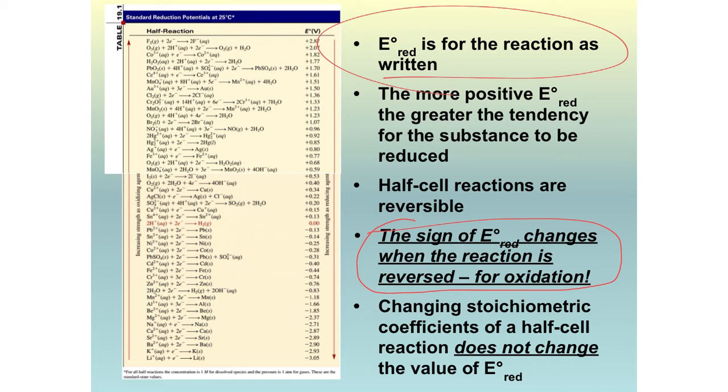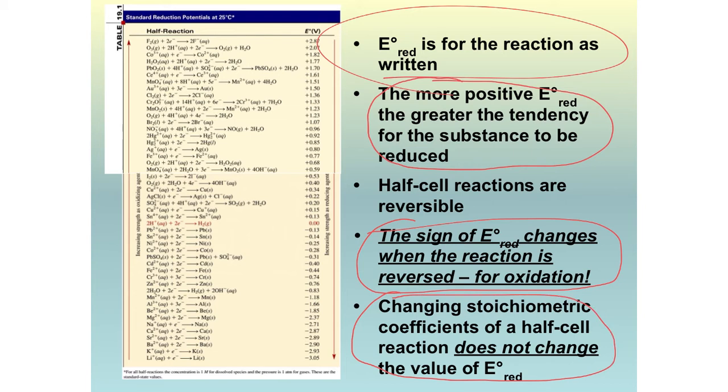All right, the more positive the reduction potential, the more likely it is that that substance is reduced. So then we could do the opposite of that. The more negative the reduction potential, the less likely it is to get reduced, and the more likely it would be to get oxidized.